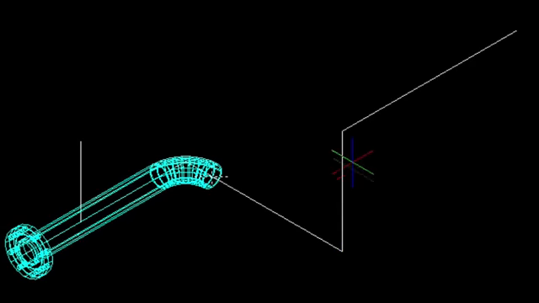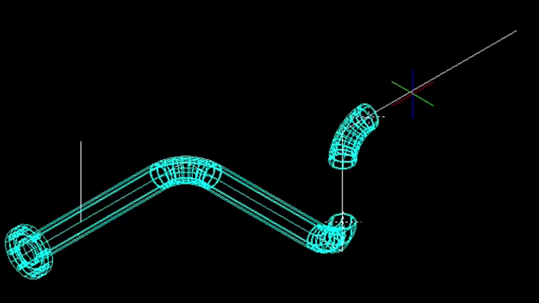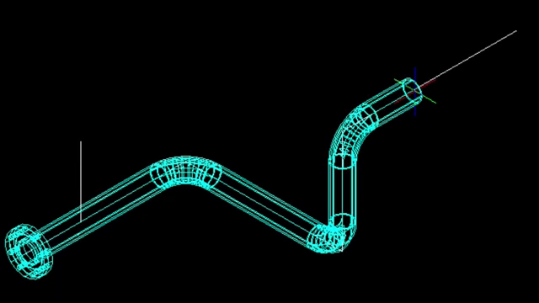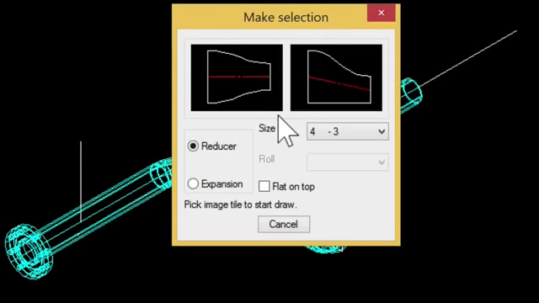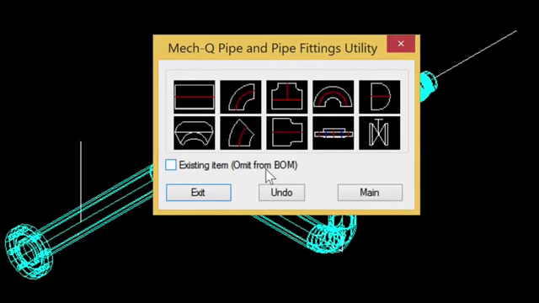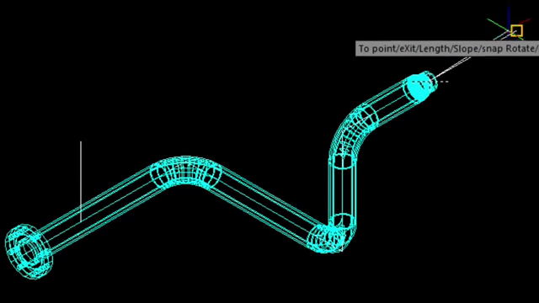Notice how Mech Q is automatically adding elbows at each turn. Now, on the back side of this run, I want to add a reducer. Let's go ahead and select the reducer from the main piping dialog. Here, you'll have the choice whether to use concentric or eccentric reducers. Let's choose a 4x3 reducer by just clicking directly on the thumbnail. Notice now how Mech Q recognized the size of pipe that we're downsizing to, and at the same time maintaining the butt welded fitting type and material.